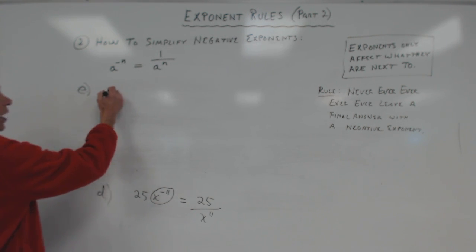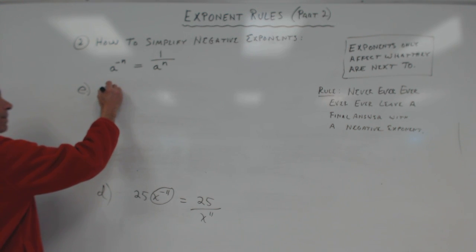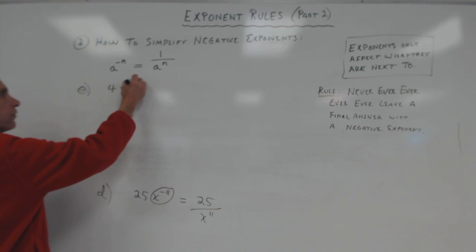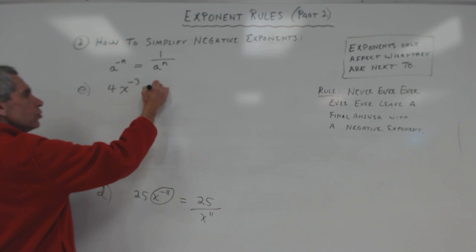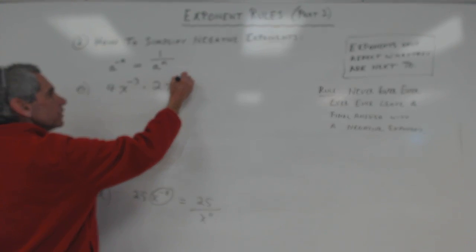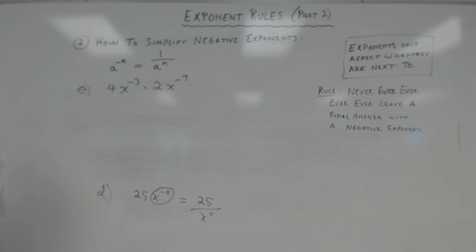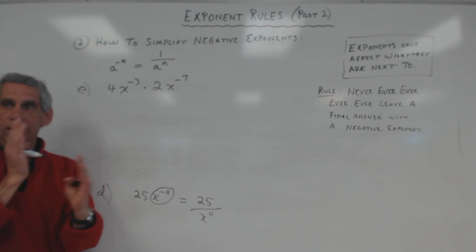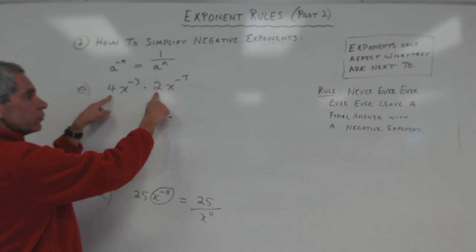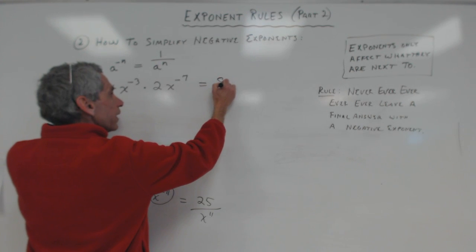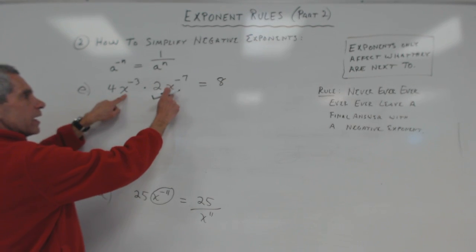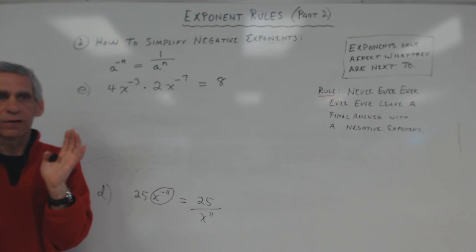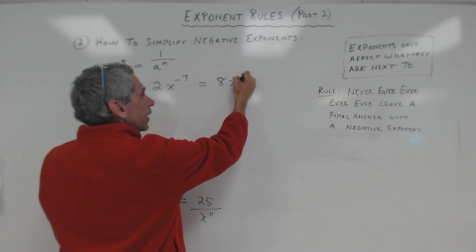Listen. All right, what if I gave you this? 4x to the negative 3 times 2x to the negative 7. All right, what would I do? I use my commutative property by moving. Commutative, I commute. 2 times 4 is what? 8. So I write my 8 first. Now it's x to the negative 3 times x to the negative 7. Combine those. Negative 3 plus negative 7 is negative 10. x to the negative 10, right?